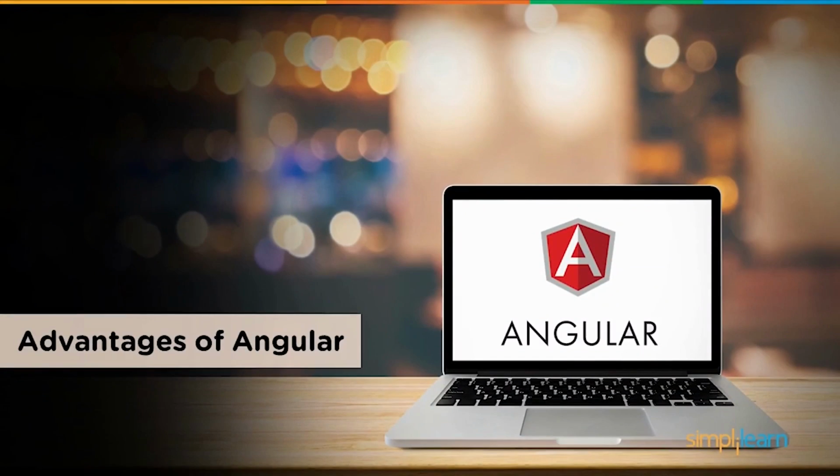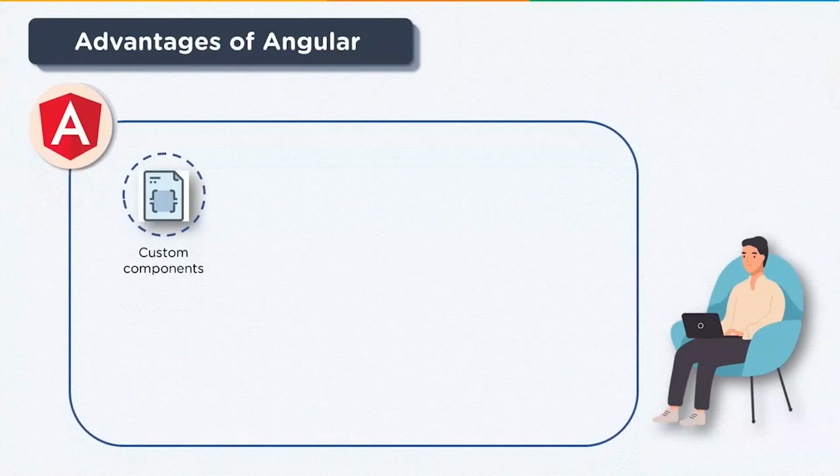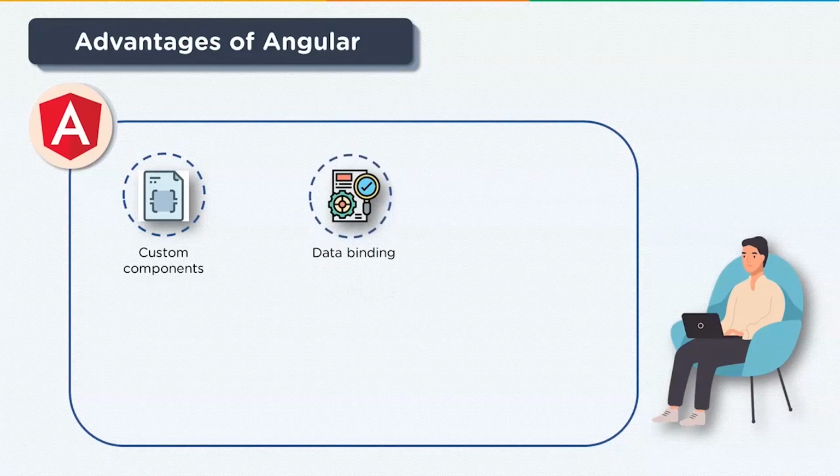Moving on, let's look at the advantages of Angular. First up, we have custom components. Angular allows you to build your own components that can pack functionality along with rendering logic into reusable pieces. Data binding. As discussed, Angular allows you to effortlessly move your data from your JavaScript code to the view and react to user events without having to write any code yourself.